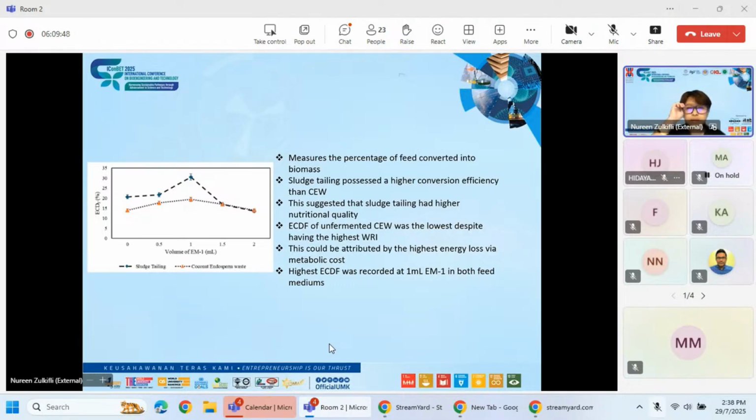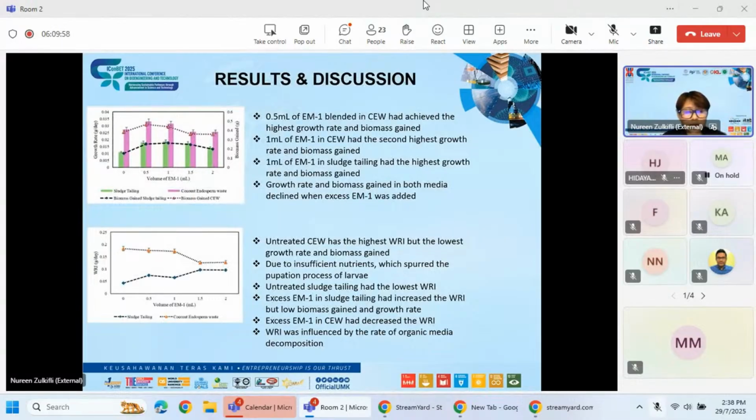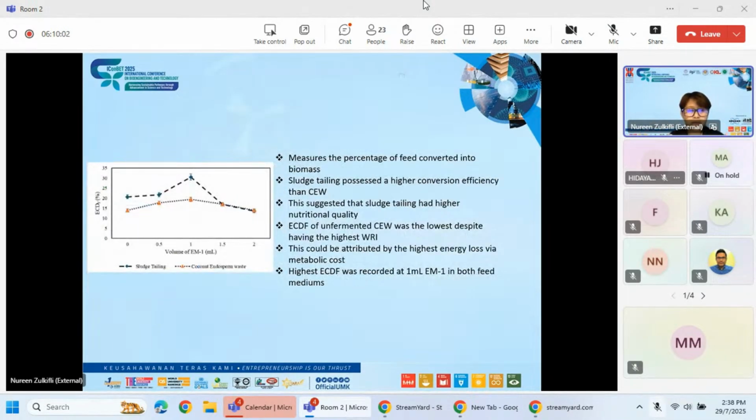Overall, you can see that the ECDF of sludge tailing is much higher compared to coconut endosperm waste, despite having lower WRI value. That means they eat less, but they have higher conversion efficiency. This suggested that the sludge tailing had higher nutritional quality compared to the coconut endosperm waste.